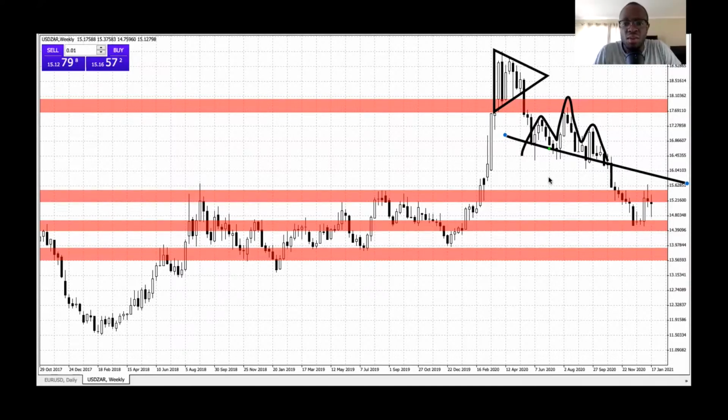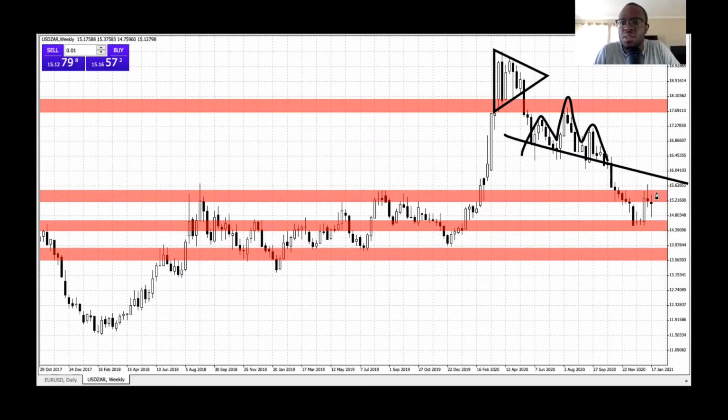In the coming week, what I'll be expecting is that since the price has broken this zone, it's retesting this zone. If this zone holds as a resistance zone, I'm expecting that this bearish movement will continue, and the price will continue moving to the downside, where it is going to break 14.399096, retest it, and move all the way down to 13.56593.